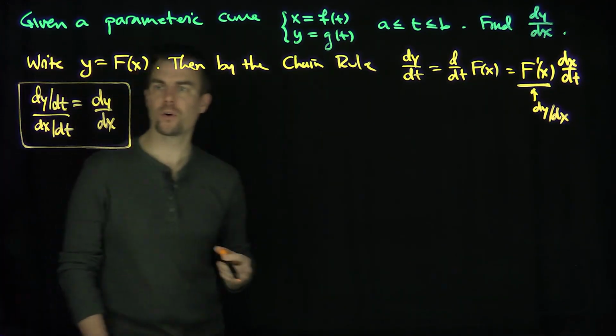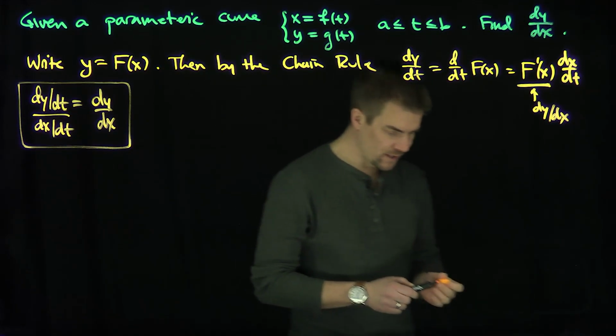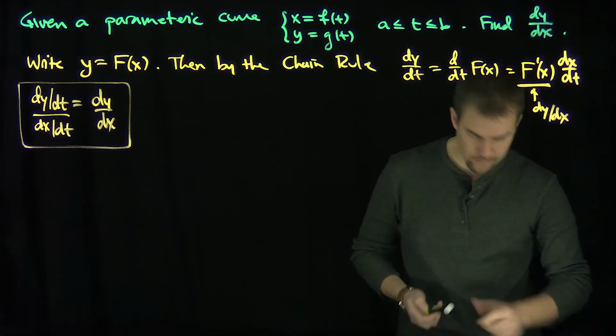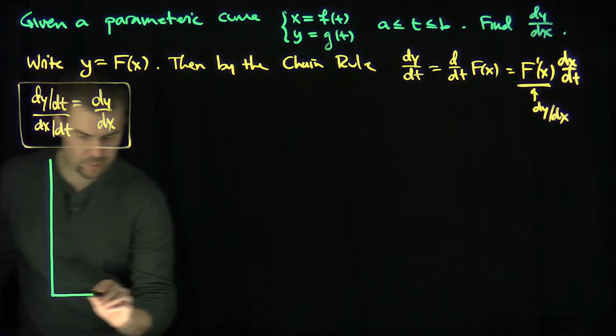Remember that if you want to find dy/dx, you compute the ratio of dy/dt to dx/dt. So let's see an example of how we would do this. What I'm going to do is derive a formula for a curve. This is a fun example, and so let's consider this procedure over here.